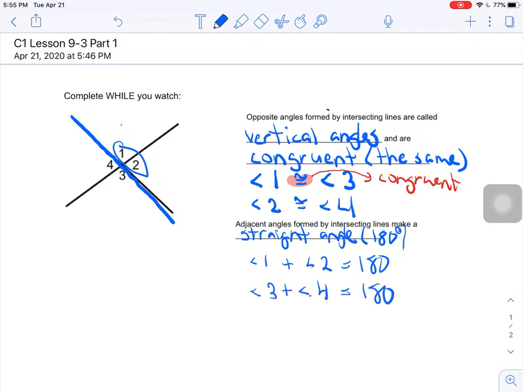I could say that for any of the other angles that are next to each other. Angle 3 and angle 4 equal 180 degrees. Angle 2 and angle 3 are next to each other, so those are going to equal 180 degrees. Angle 1 and angle 4 as well. Basically, any pair of angles that are right next to each other, if you put them together, are going to make a straight angle or a straight line, so they're going to add up to 180 degrees.